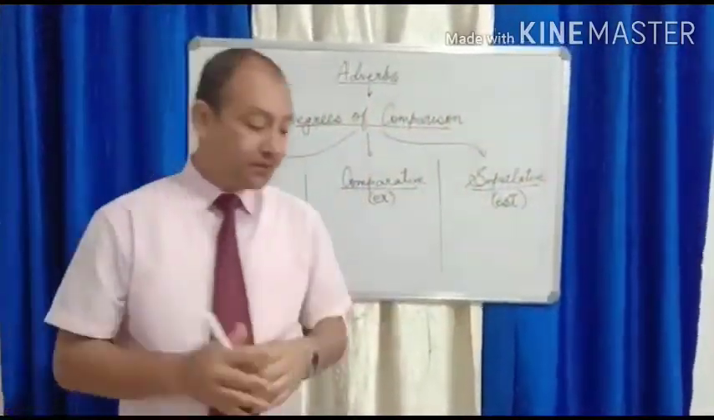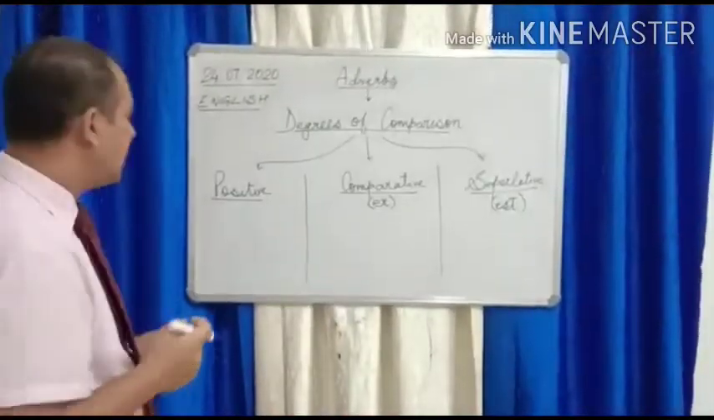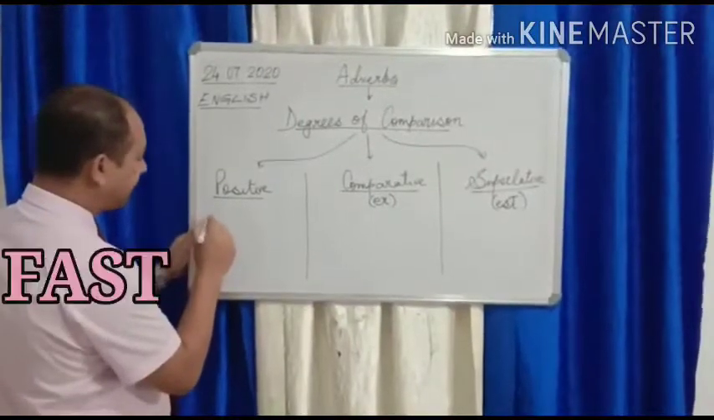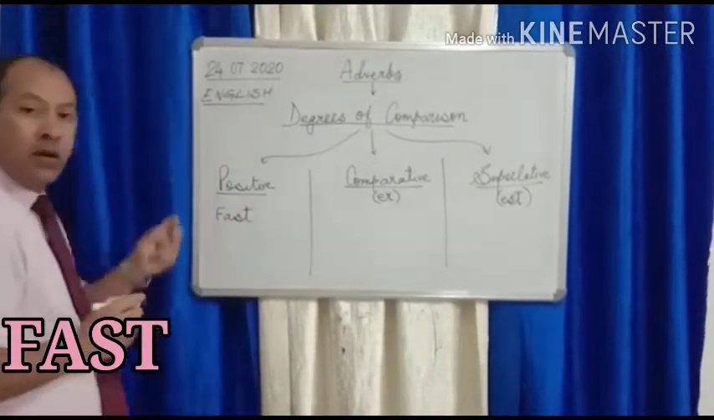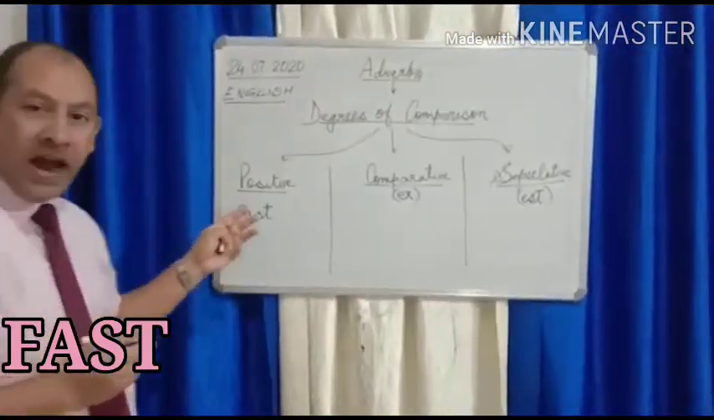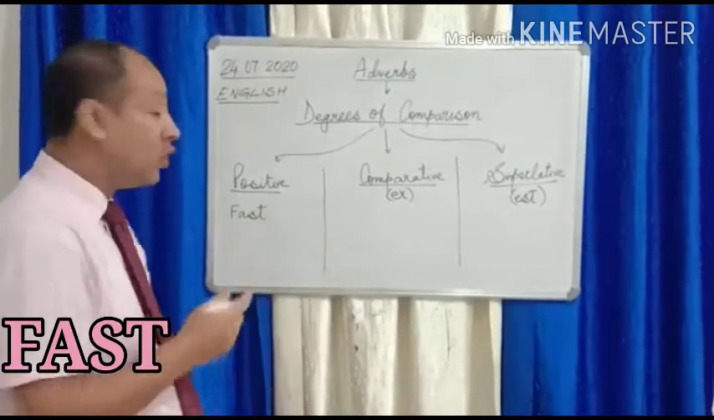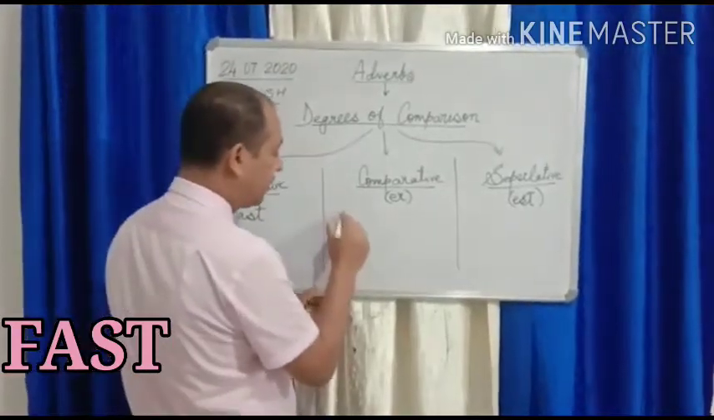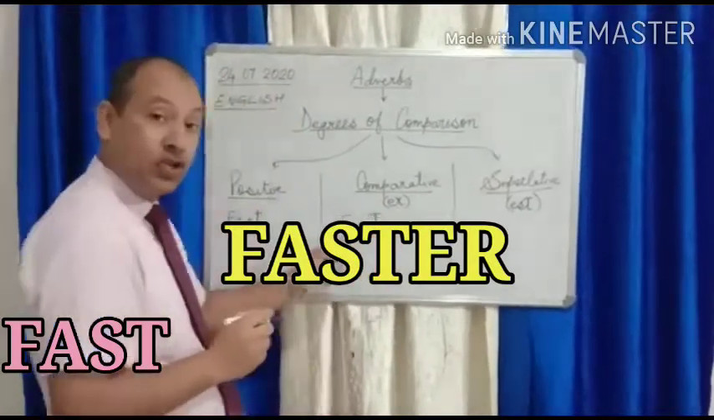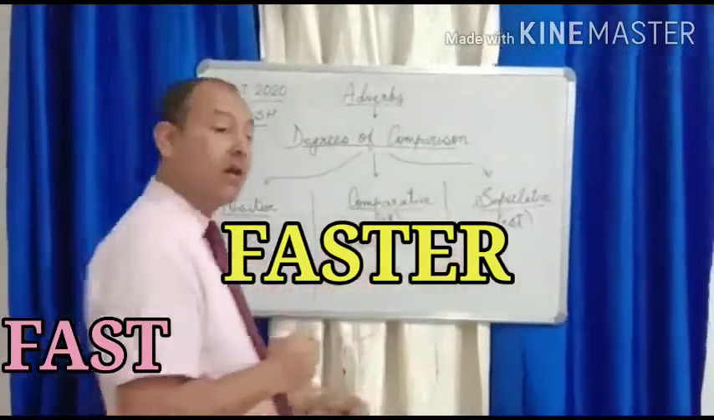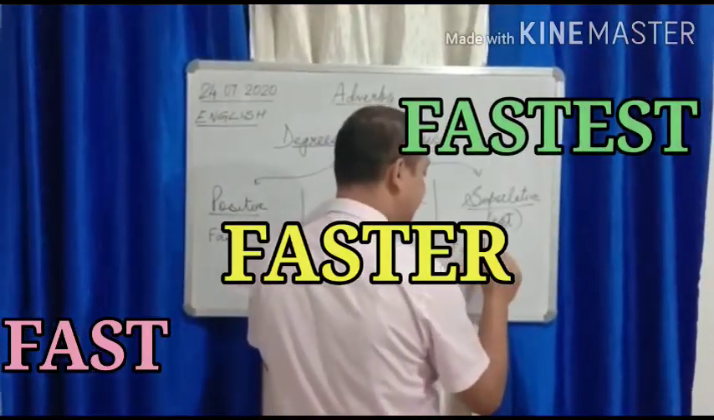All right, so let's say, for example, the first one we take is from a single syllable. Let's say the first one we take is fast. Fast is the basic form of the adverb. We move to the comparative by adding er to fast. So fast becomes faster, and the superlative form of this becomes fastest by adding the est.